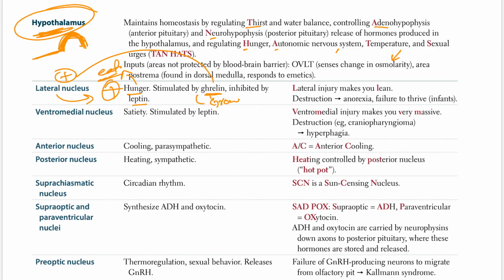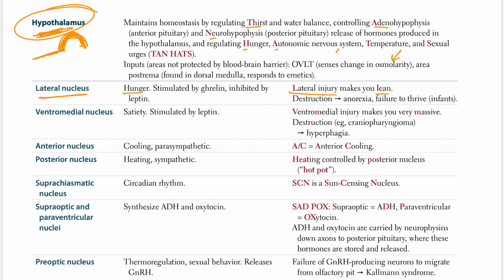And let's say you have an injury now, you injure the lateral nucleus. Now you're going to be lean with a nice BMI, nice and thin. No need to eat as much as you can, chill as much as you can. You are God gifted, but you're not going to eat because you're not hungry, because your hunger nucleus is just out. So lateral injury makes you lean. The mnemonic is: L for lateral, injury makes you lean.